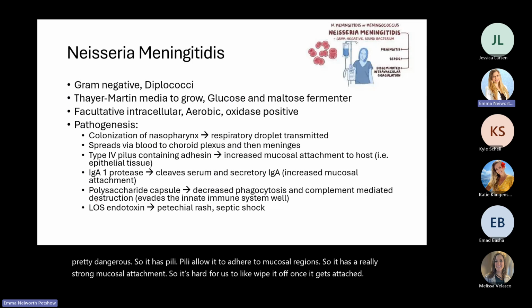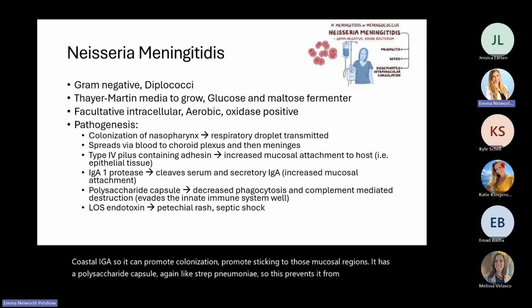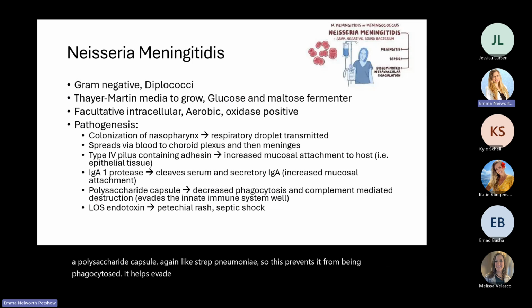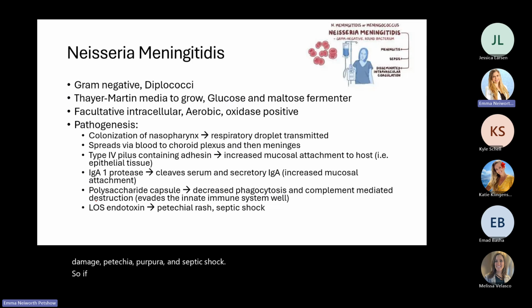IgA protease, just like strep pneumoniae, it can cleave our mucosal IgA, so it can promote colonization, promote sticking to those mucosal regions. It has a polysaccharide capsule, again, like strep pneumoniae, so this prevents it from being phagocytosed. It helps evade complement, so it really can help evade immune mechanisms. And it has a lipo-oligosaccharide, or an LOS endotoxin. So we'll look at some endotoxins further when we look at gastroenteritis. But this is what triggers a cytokine storm, vascular damage, petechia, purpura, and septic shock. So if you see meningitis, petechial rash, hypotension, think Neisseria meningitidis until proven otherwise.